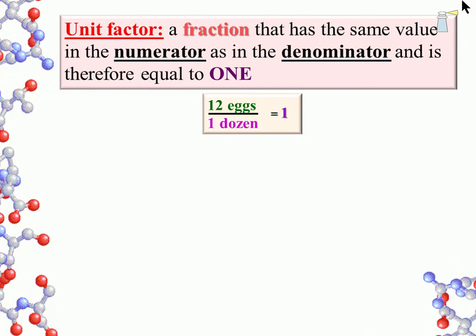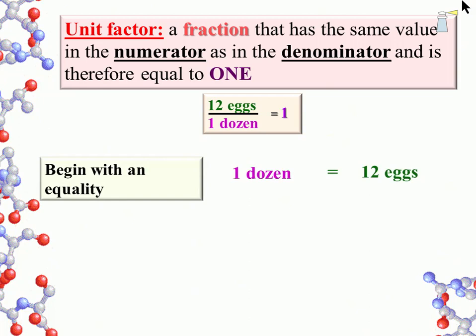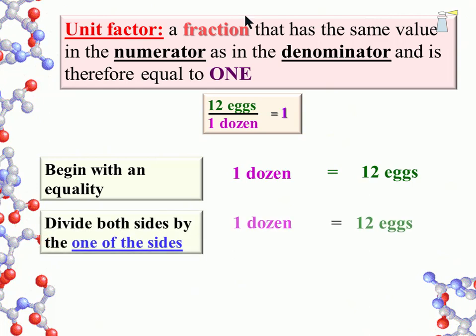Take this 12 eggs over 1 dozen conversion factor. Its construction begins with its definition as an equality, and that equality is 1 dozen equals 12 eggs. We could use donuts if we wanted to, but this is not about the object, it's about the units. To get a unit factor, divide both sides of the equation by the value on one of the sides. Here we will divide both sides by 1 dozen.